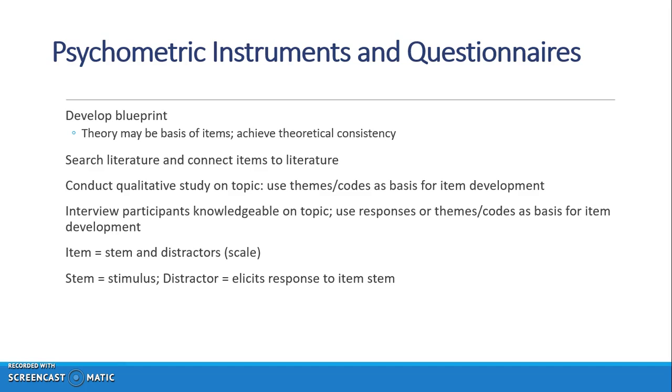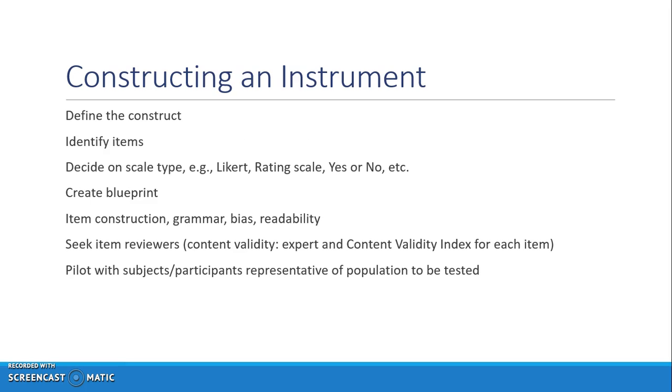People who live and basically breathe and experience can also be considered the originators of some of the items for an instrument. Remember that when you're talking about particularly an item, that is the stem, and you also have distractors. The distractors are the scale, and a lot of times that language is applied to tests. The stem is the stimulus, and the distractor elicits the response to the item stem, or it kind of pulls it out of the participant.